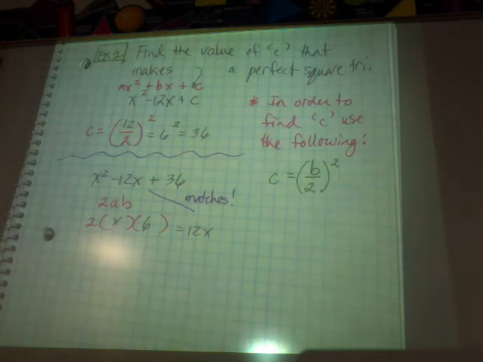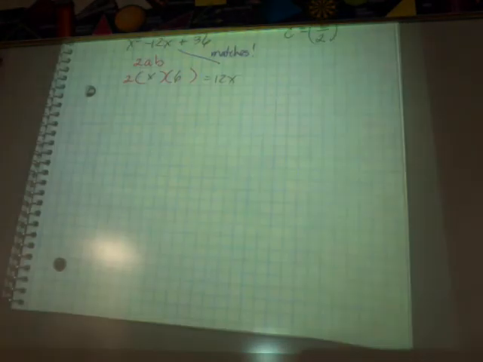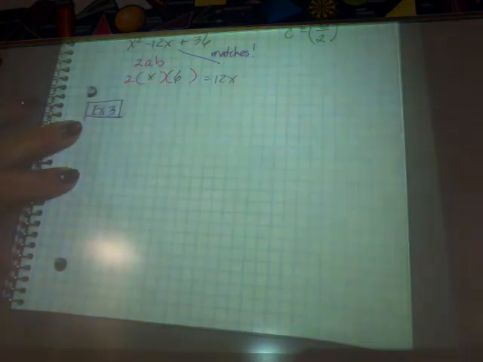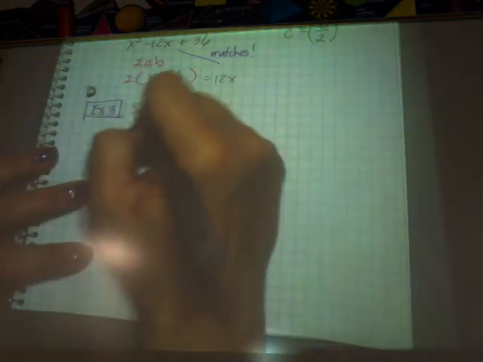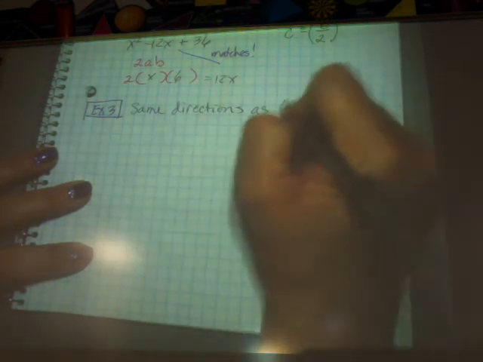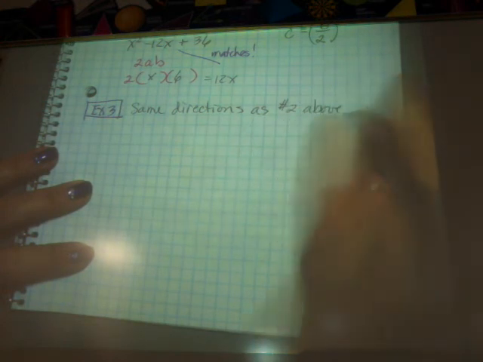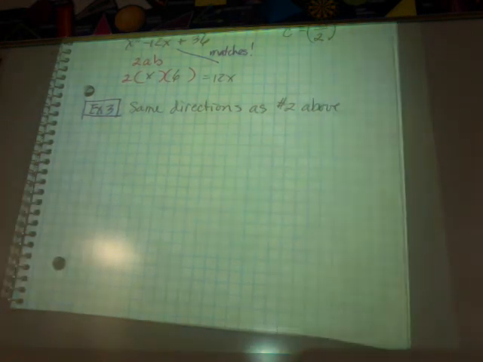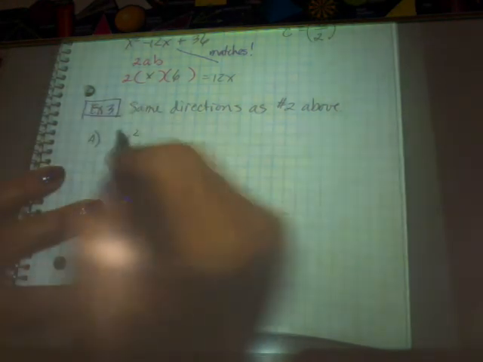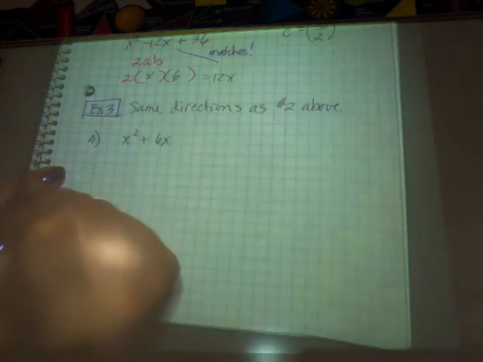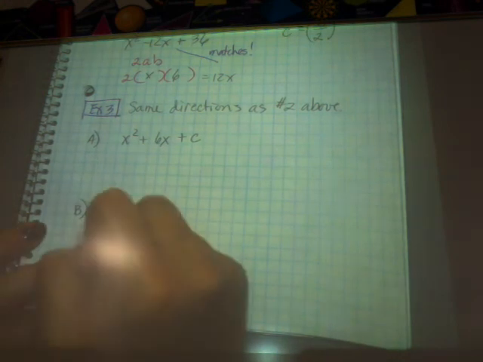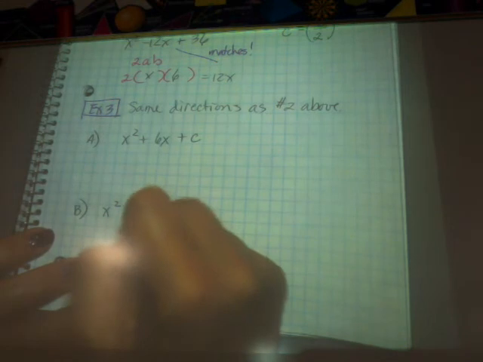All right, so we're going to use that process. So you try it yourself. So example 3. You're going to try this yourself. So same directions as number 2 above. I'm going to give you 2 items here. So the first one is x squared plus 6x plus c, and the second one is x squared plus 5x plus c.